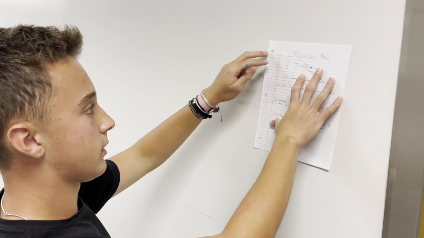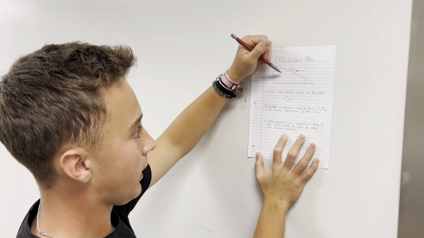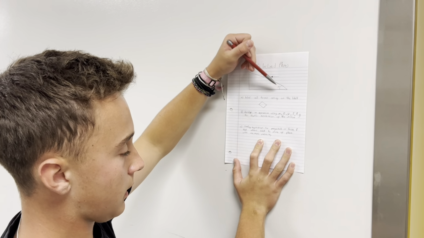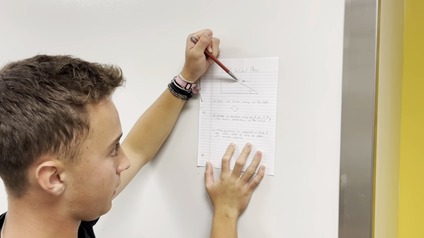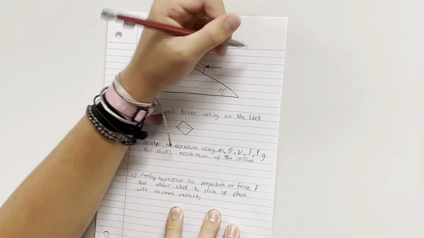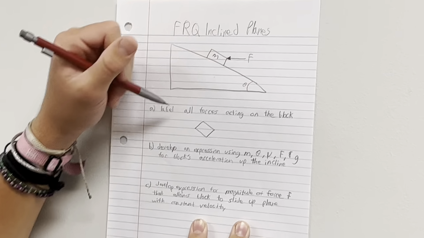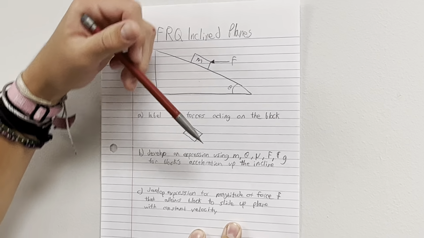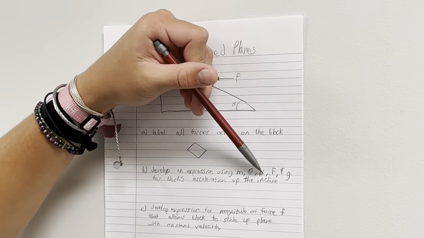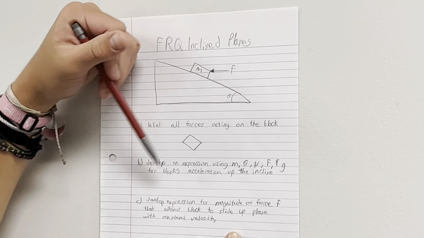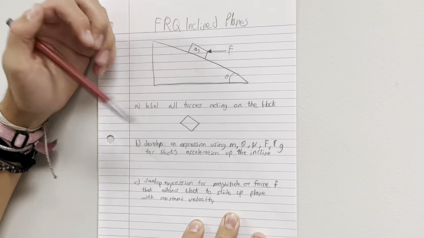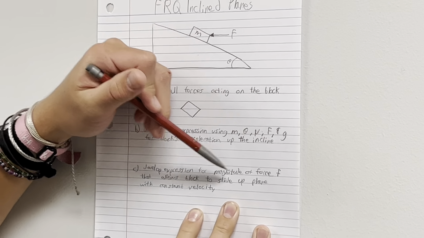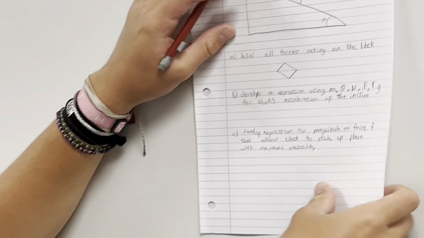Okay. So in this FRQ, we have an inclined plane right here, and this is the angle formed, and the angle is theta. Then we have a block right here of mass m, and it's being pushed with a force of F. In this FRQ, we have to label all the forces acting on this block. We also have to develop an expression using mass, theta, the coefficient of friction, force, and gravity for the block's acceleration up the incline. But we also have to develop an expression for the magnitude of the force that allows the block to slide up the plane with a constant velocity.